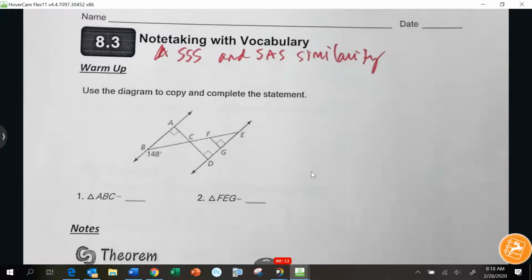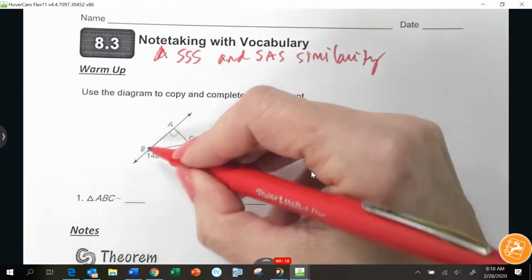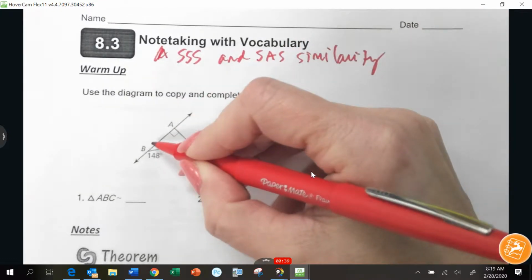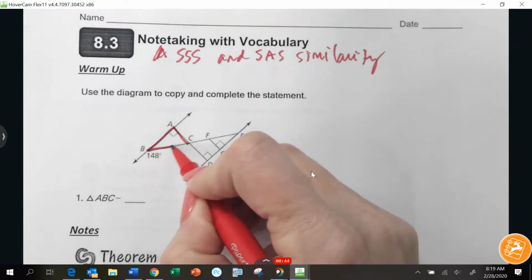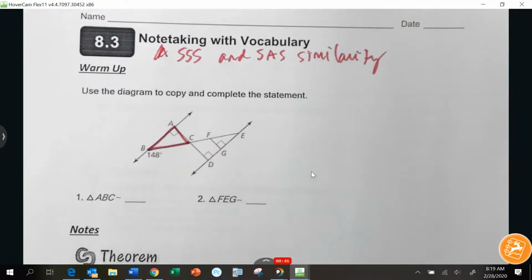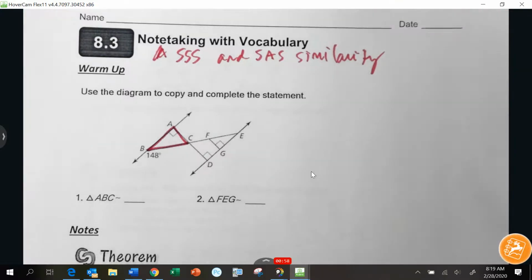Use the diagram to copy and complete this statement. So we need to figure out what triangle is similar to ABC. I think, nope, I'm wrong. There isn't missing information.